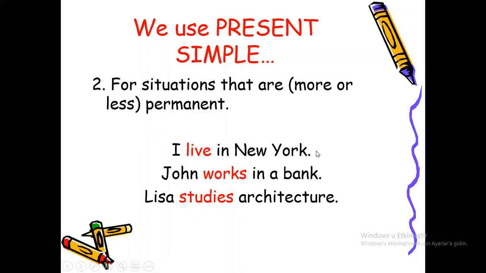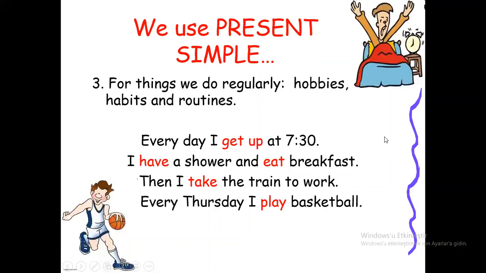2. For situations that are more or less permanent. I live in New York. John works in a bank. Lisa studies architecture. Those are like permanent situations, so we use again present simple: living, working, studying. We use present simple with that kind of words.